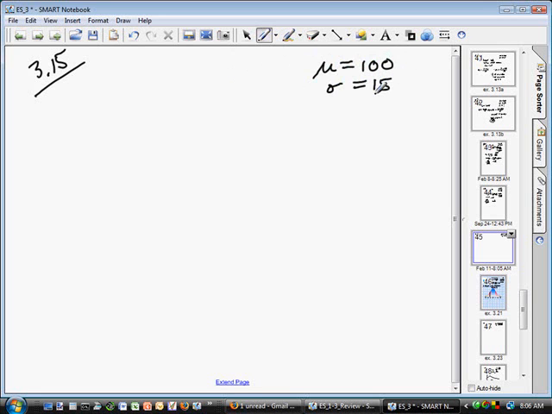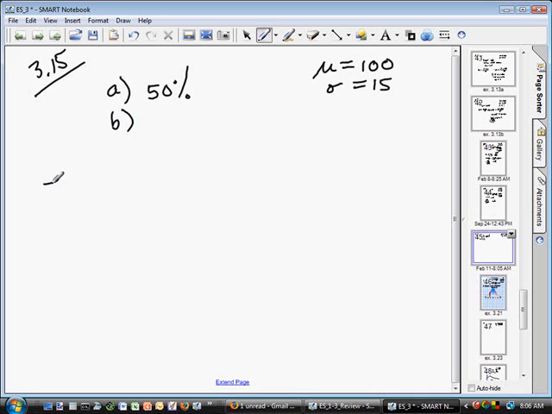Now, 3.15, about what percent of people have scores above 100? I don't even have to look at a chart for that one, because isn't 100 the mean? So shouldn't there be 50%? Yeah. And so part A is just kind of a general knowledge question. What percent of people should be above that?